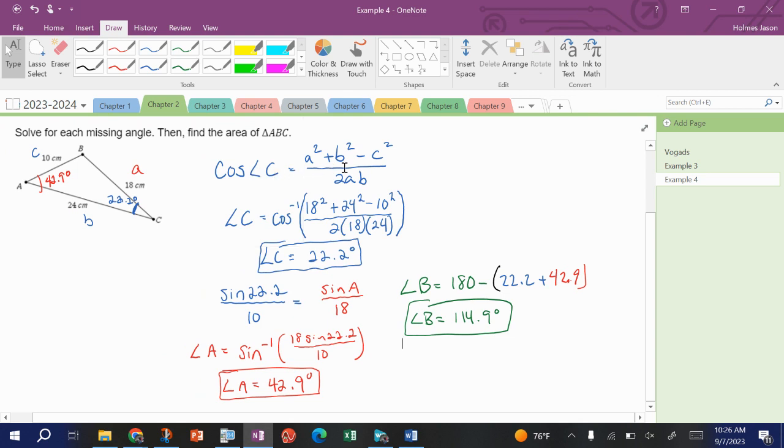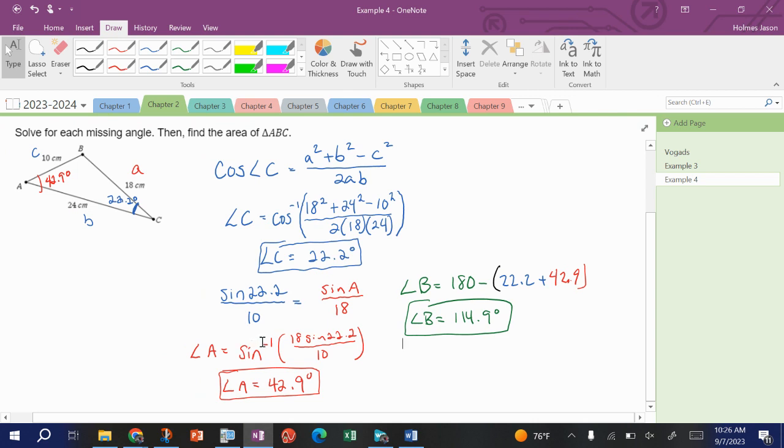I use the law of cosines to find an angle. This is what I have here. If you don't know how to use the law of cosines, go back and look at the notes from 2.1. To find angle A, I don't want to use the law of cosines again because it's awful. I use the law of sines.